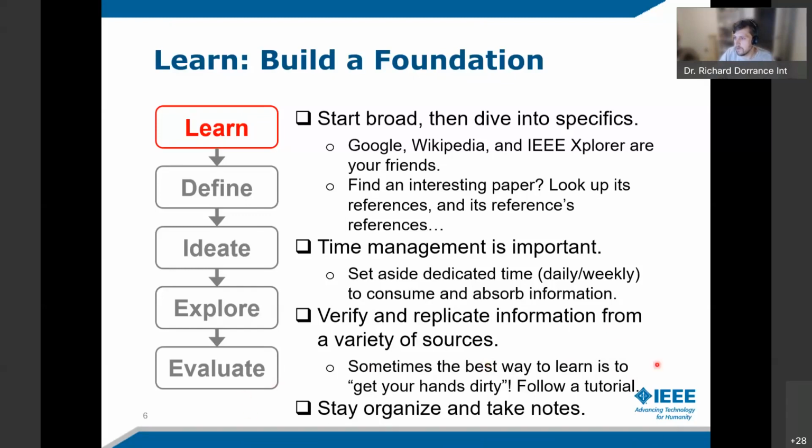And then finally, with all of this information, it's very important to stay organized, take some notes, and be able to collate that information in a manner that is organized to you, so that you can go back to it, you can review it, and you can figure that out.